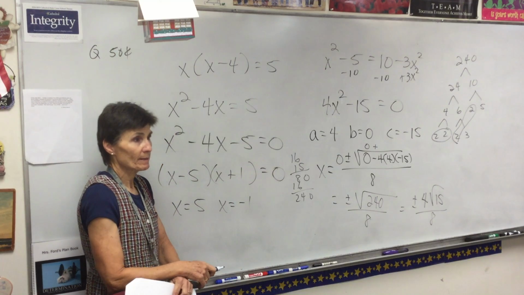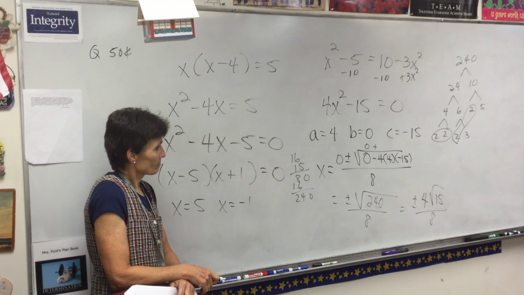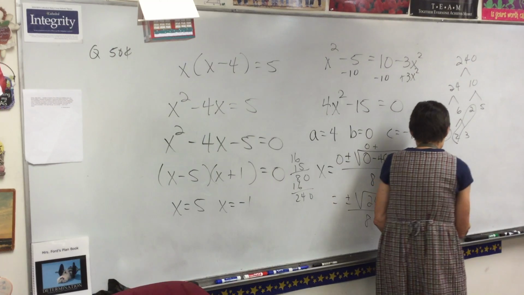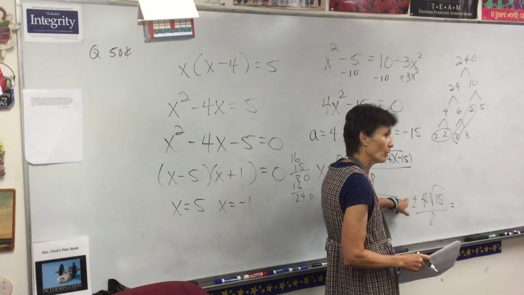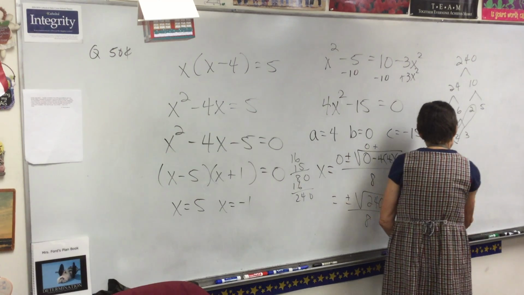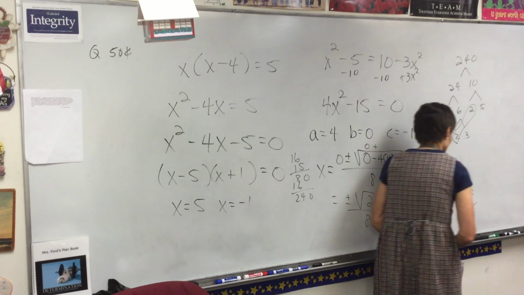Is that okay with everybody? And how does that simplify? The 4's cancel. There's nothing over here to worry about this time. So I'm allowed to just cancel those. So plus or minus root 15 over 2.